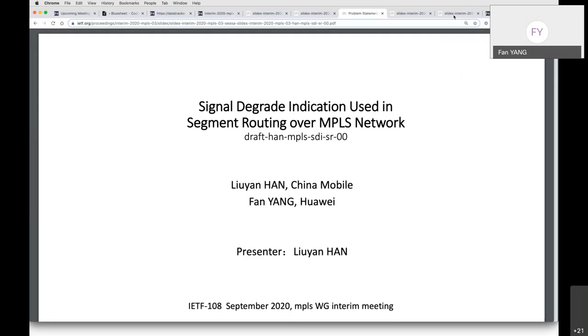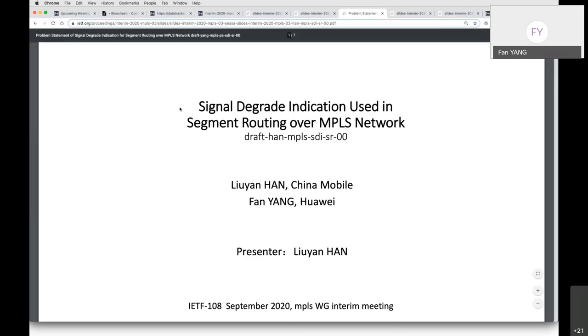So, this is a new draft, the 00 version, about the signal degrade indication used in the MPLS network. Actually, at the last IETF meeting, we presented another problem statement about this same topic. And I know that we stated that it is more specific to the SR over MPLS network. But here, maybe we can have some discussion about the scope, because maybe in this draft we propose a general solution for the MPLS network. But we can discuss it later. Next slide, please.